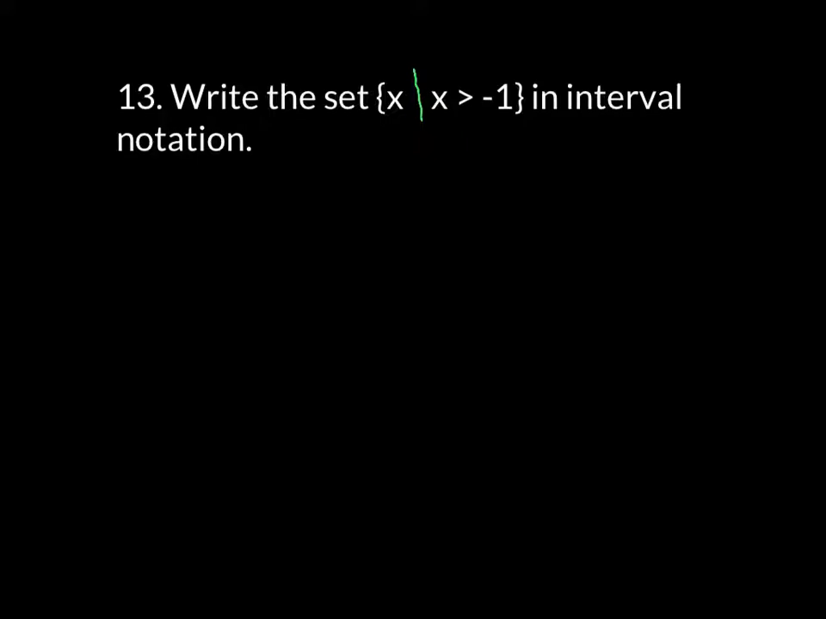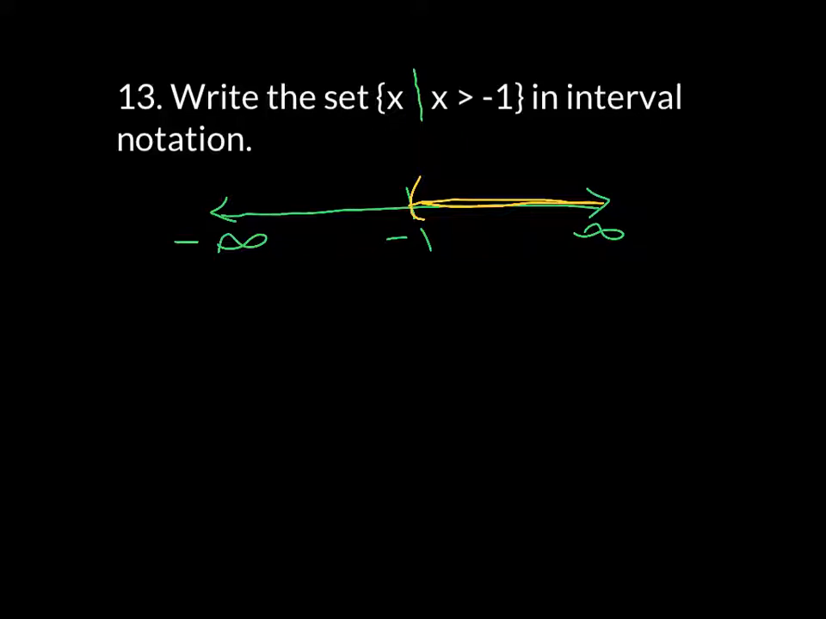Let's write x such that x is greater than negative 1 in interval notation. And remember, I always like us to draw our graph first. So here's negative 1, here's negative infinity, and here's infinity. And x is greater than negative 1, so we're going to draw parentheses for greater than, and then have the line going over to the right.